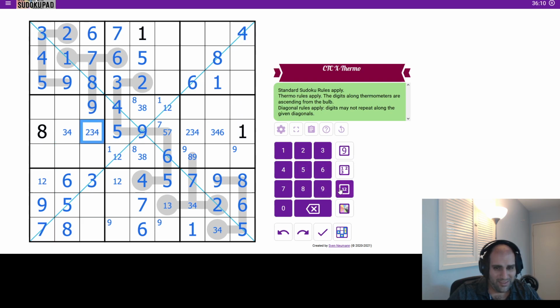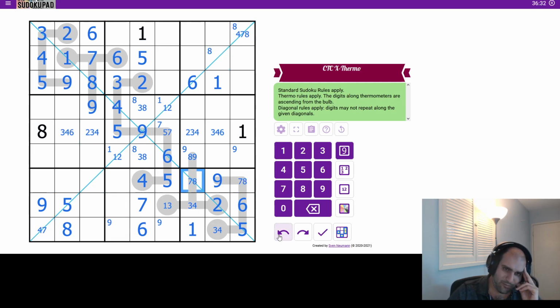So maybe I can take the hint that that is the correct answer. 9 has to go here. 8. I mean, this is seeming correct, right? So maybe I should go back and see if something would have happened if I put one of the low digits there instead of 6.